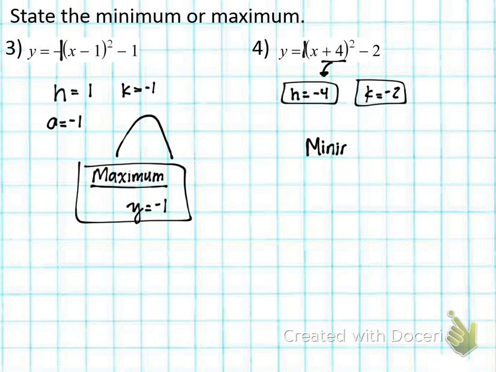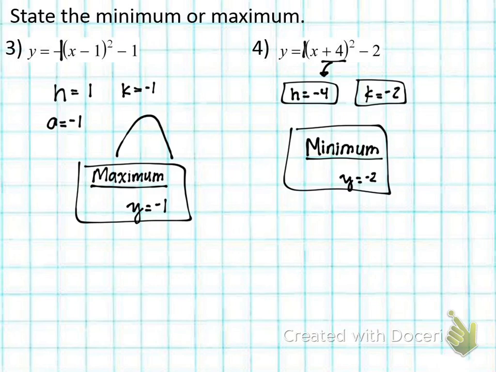Okay, turn to your neighbor, tell them what you would write down as the minimum. Y is equal to what? Okay, good. So y is equal to -2. There you go. Does that make sense so far? Raise your hand if it makes sense. Okay, good. Now, of course, this is vertex form, but sometimes it won't be in vertex form.